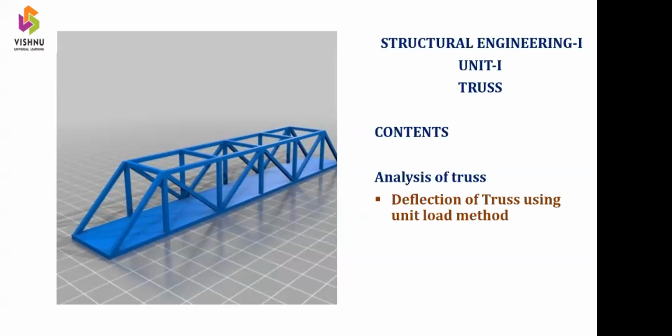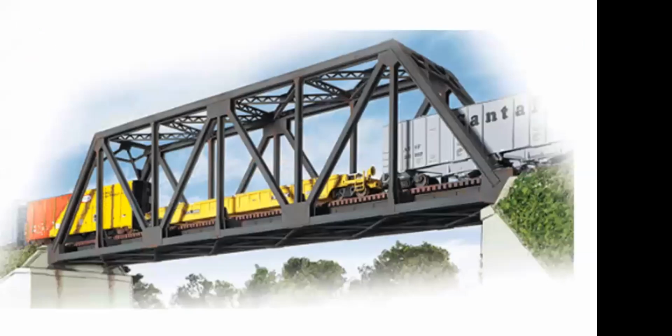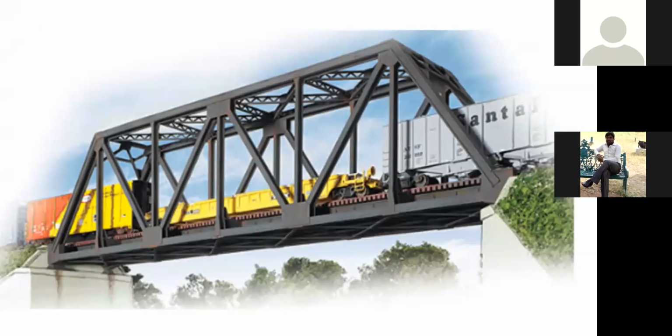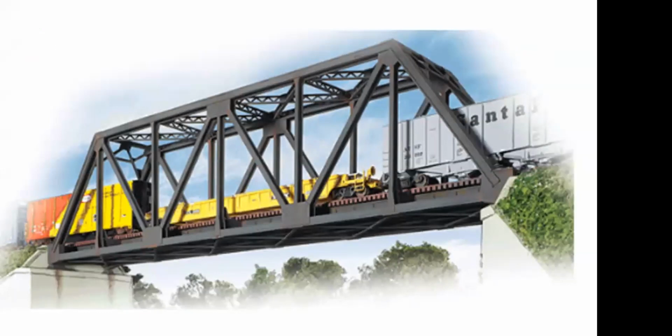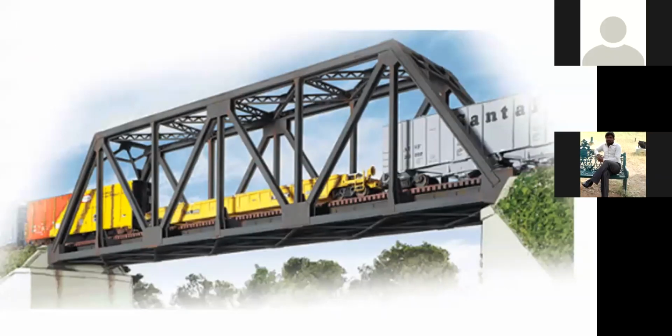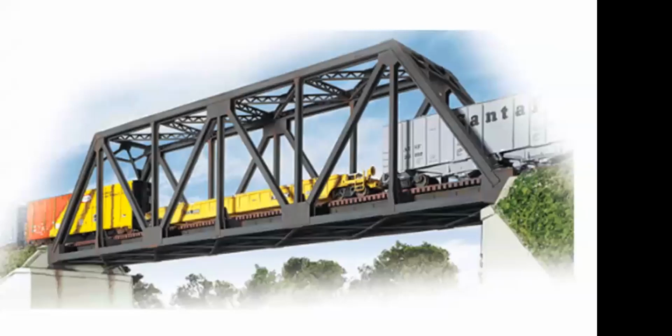Now you can see the diagram. This is a combination of straight and inclined members. By observing the front view, we can see that it is a triangular shape. In the case of trusses, the triangle shape is the best one. Why do we call it the best? Because it will satisfy static determinacy, that means external indeterminacy and internal indeterminacy. When we see a truss, we should know its external indeterminacy and internal indeterminacy.